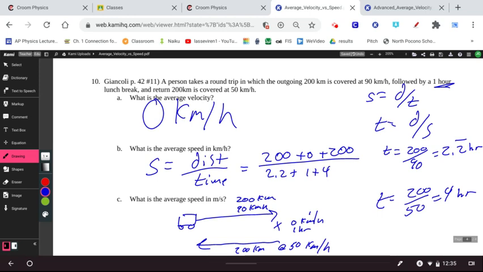And so your speed is going to be 400 divided by 7.4 hours, and you end up with about 54 kilometers per hour. So your speed is 54 kilometers per hour on average.